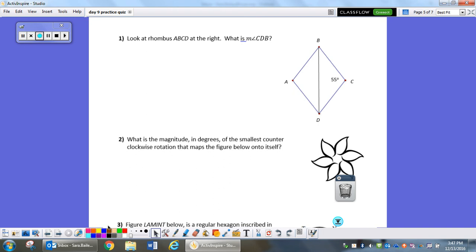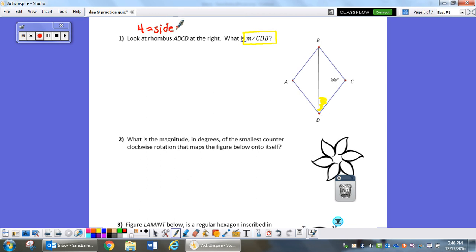the way. So in number 1, you're looking at the rhombus at the right. You're finding what the measure of CDB is. It's always good practice to highlight or do something with the angle you're trying to find. You're trying to find CDB. So that is this little guy right there, okay? We have a rhombus. All that means is we have 4 equal sides.